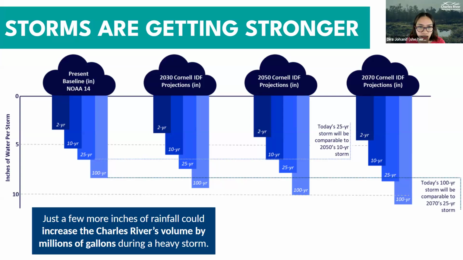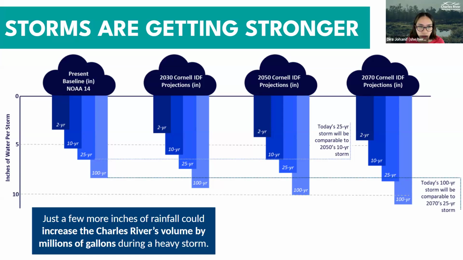What you're seeing in this slide is a graphic of design storms, which represent specific amounts of rain over a set period of time. As the name suggests, they're used to design things like drainage systems, culverts, etc. Tonight you'll hear us mention, for example, a 10-year storm, which refers to a storm with a 10% chance of happening in any given year.